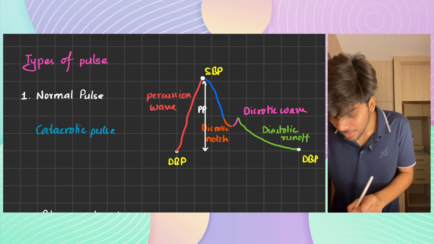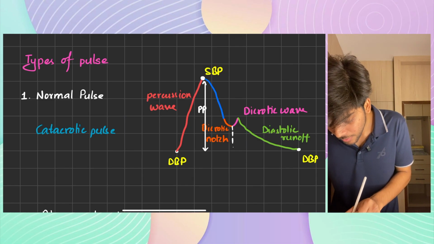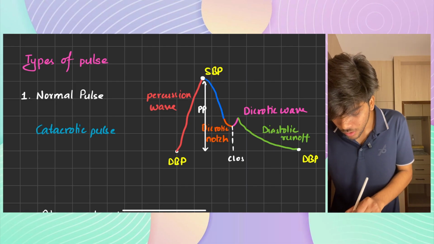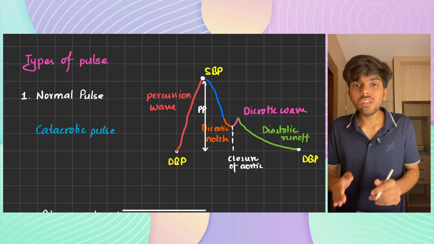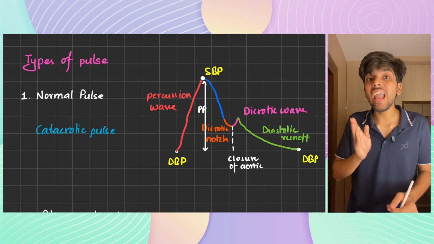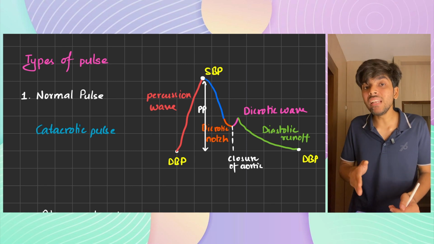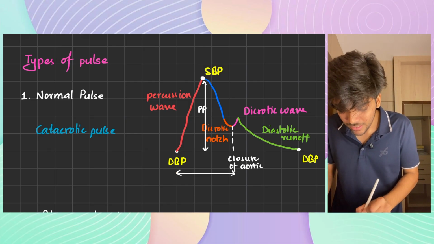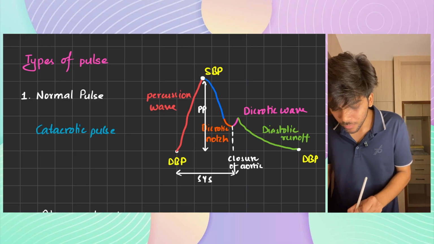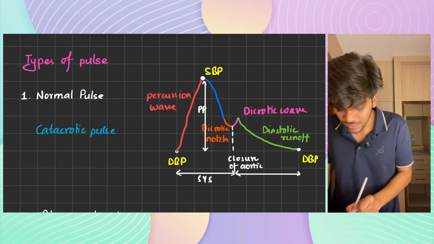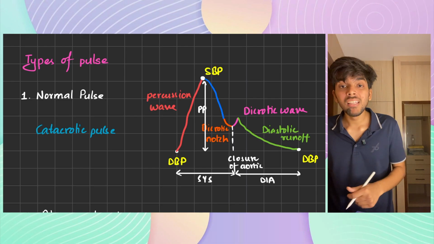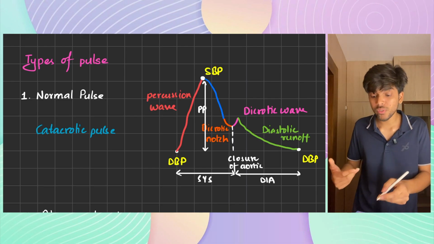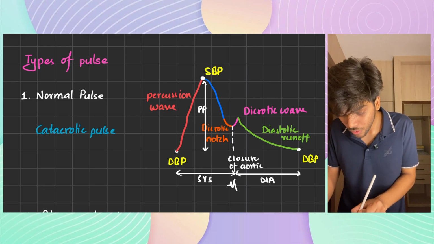At this point, at the level of the dicrotic notch, what is happening? There is closure of the aortic valve. Closure of the aortic valve represents the end of ventricular systole and the beginning of ventricular diastole. So from the start till here is systole, and from here to here is diastole. The closure of the aortic valve also produces the second heart sound, or the S2 sound. So there is an S2 sound here.